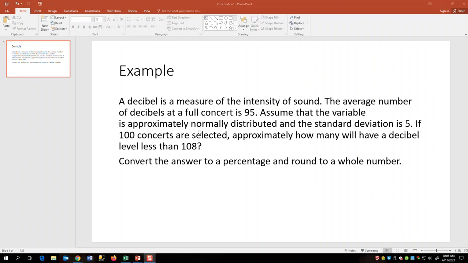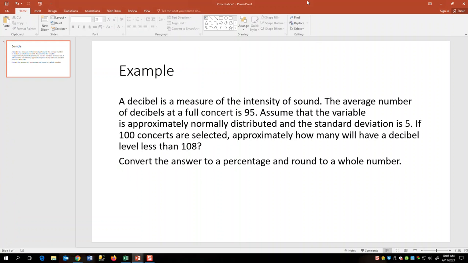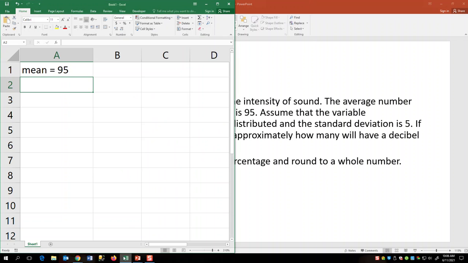Okay, a decibel, if I'm saying that right, is a measure of the intensity of sound. It's been a long time since I had music class. The average number of decibels at a full concert is 95. Assume that the variable is approximately normally distributed and the standard deviation is 5.